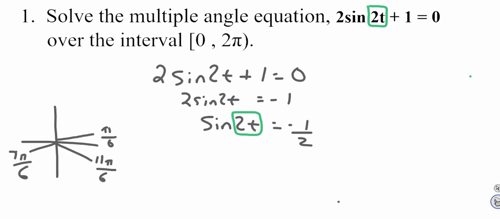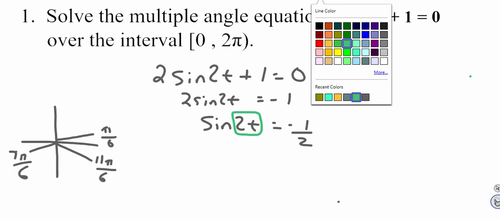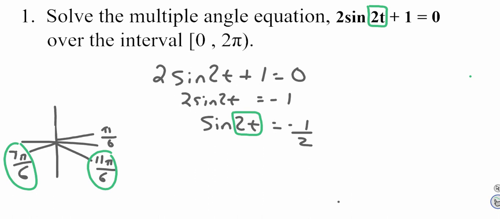And so this is where it looks a little bit different. Normally we're like, oh, we're done, right? We're done. Our answers are 7 pi over 6 and 11 pi over 6. But not so fast. This is where our new part comes in. This is not what t equals. This is what 2t equals.